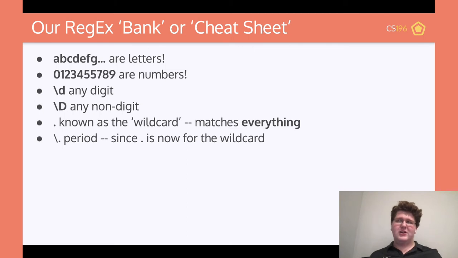Let's go on to our cheat sheet again and talk about this. As we said before, we have all the letters and all the numbers. Then we have digits, we have any non-digit, we have the wildcard, which is the period. And then to match that, we have the backslash with the period. Since period is now any character, we need a way to actually represent a period, right? Like what if we're looking for a decimal, for the first two digits in a decimal or something? That's an example of where you're going to want to actually look for the period.